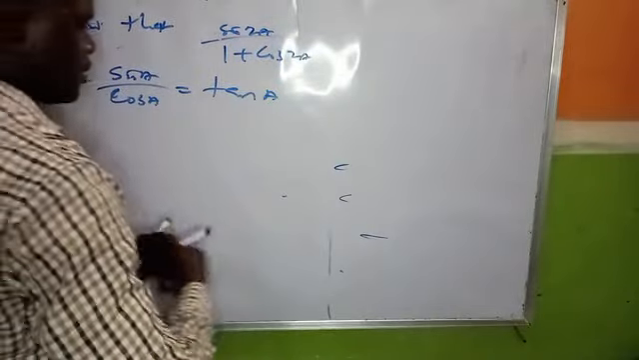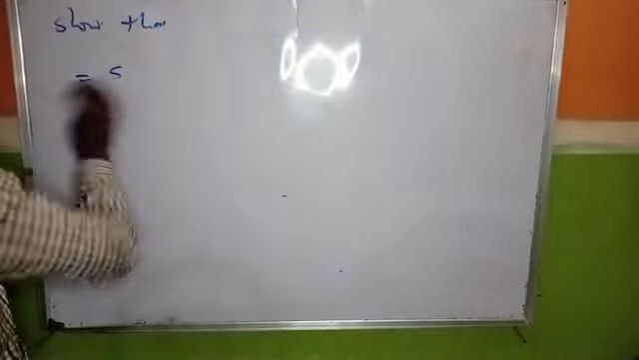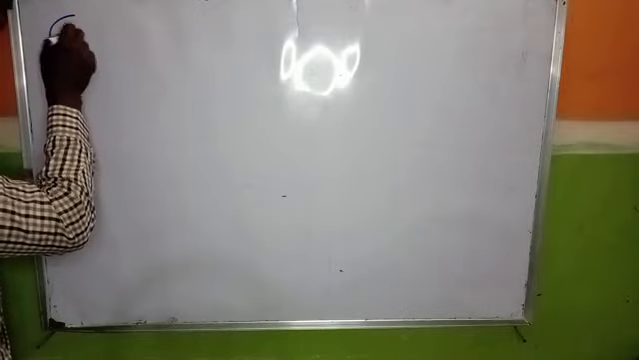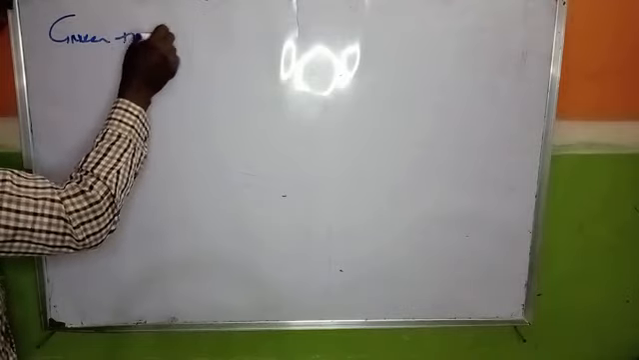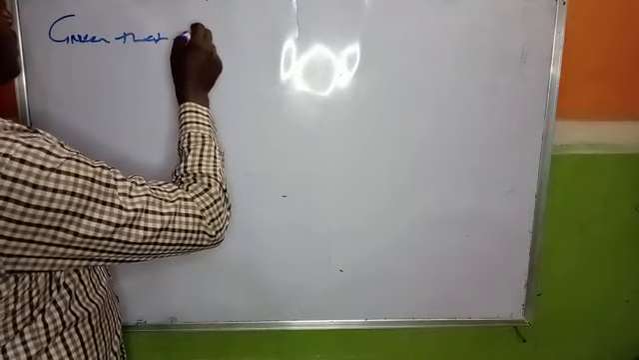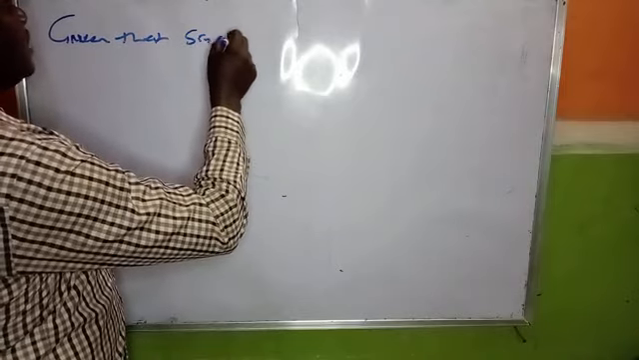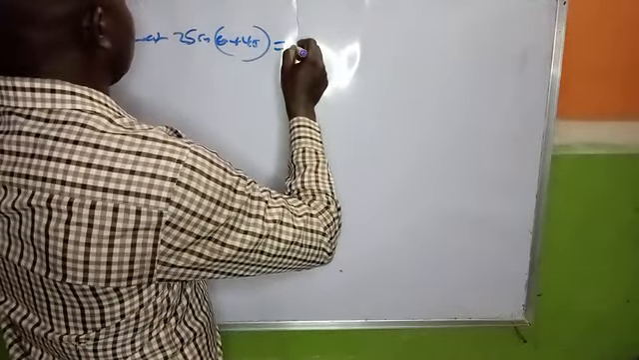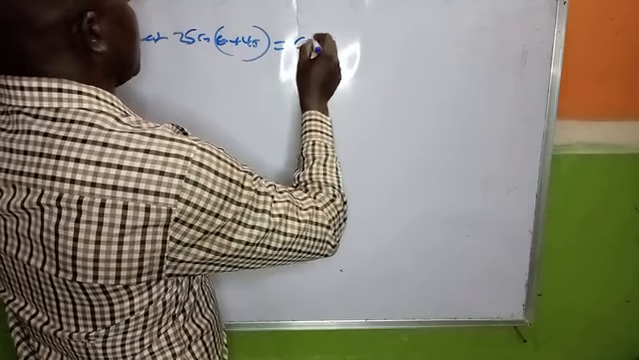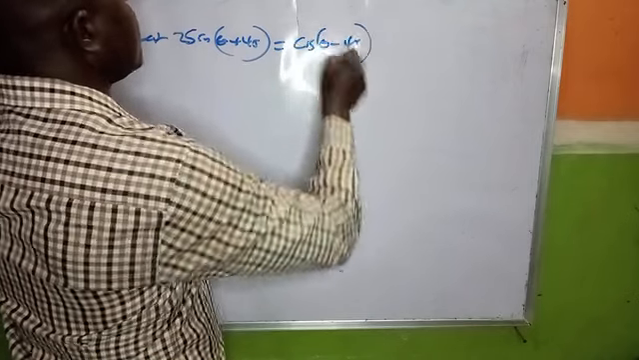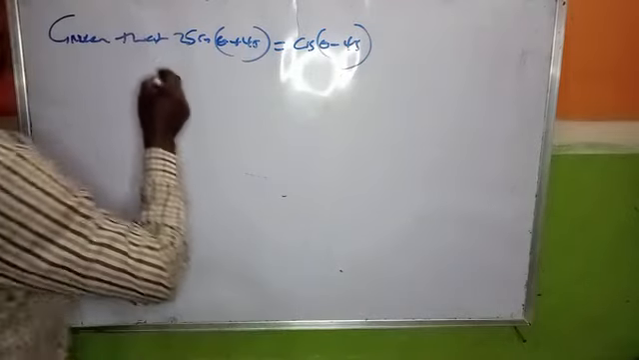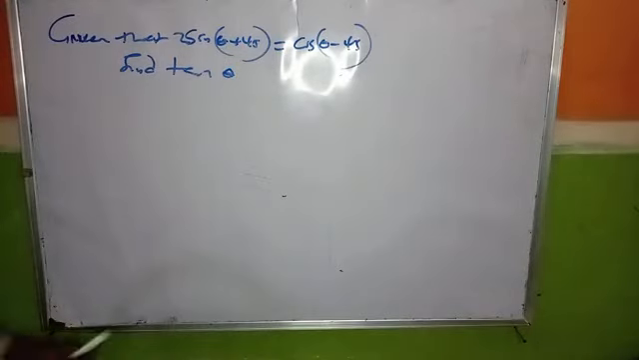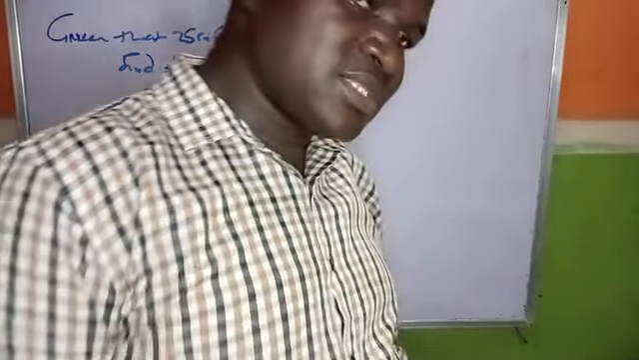Here is that given that 2 sine (theta plus 45) is equal to cos (theta minus 45). Then find tan theta. Okay, you have to find tan theta.